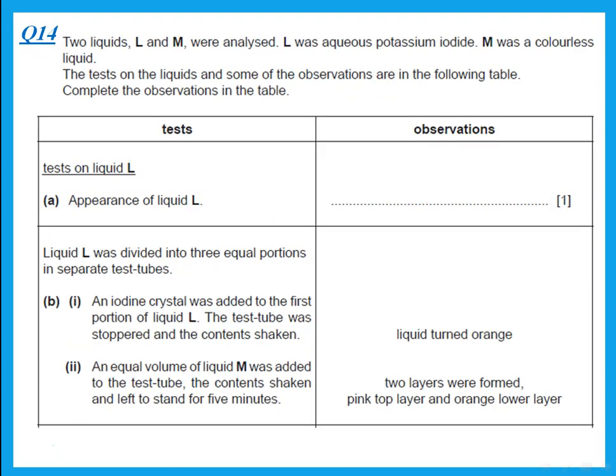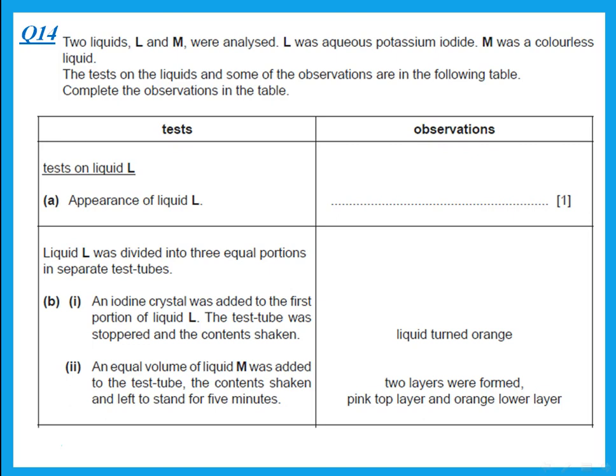The next question says we have two liquids, L and M. L, he's saying, is potassium iodide, and M is a colorless liquid. So what do you think would be the appearance of liquid L? First of all, this is a liquid. Now, the question you're going to ask yourself, does it have a transition metal?